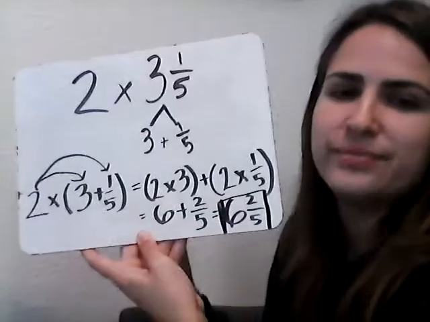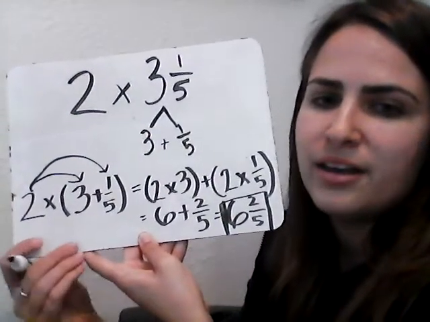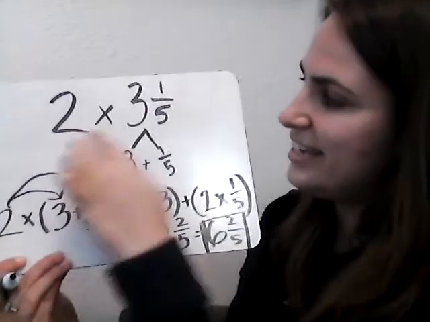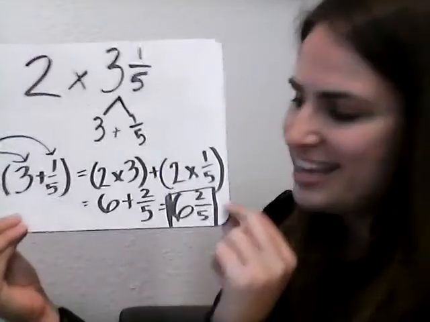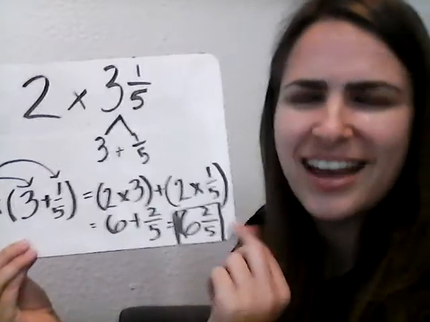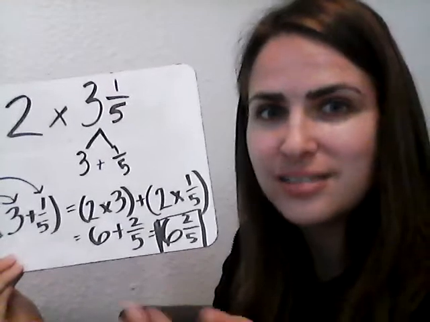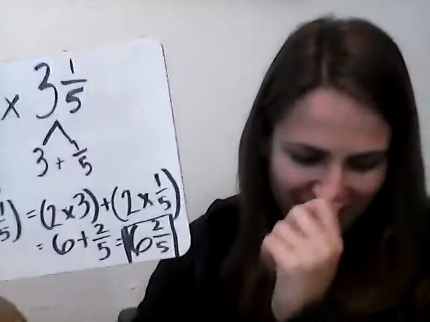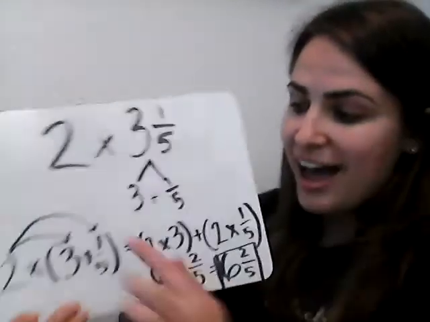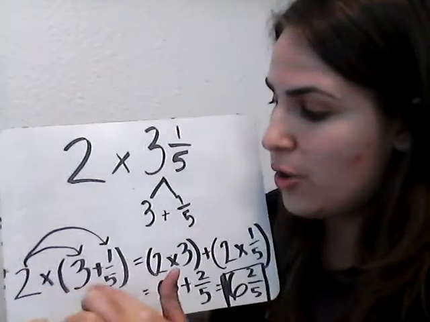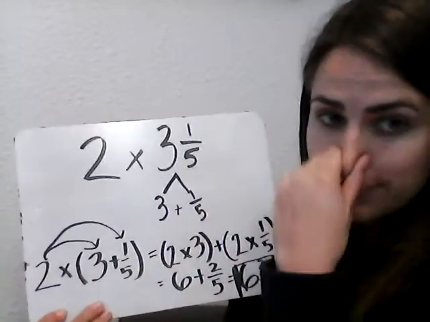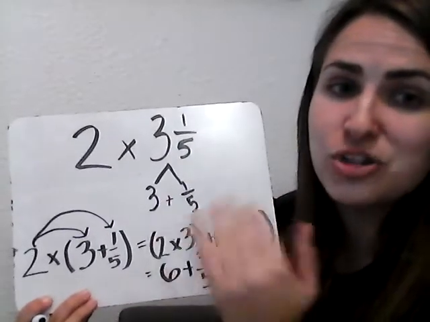Bingo. I didn't box it very well, but that's okay. So using the distributive property, we found that 2 times 3 1/5 is equivalent to 6 2/5. Alrighty, friends. So again, this was using the distributive property. I always find it really helpful to show that I'm multiplying by each of the parts using my arrows. And it's so important that you're showing all of your work.